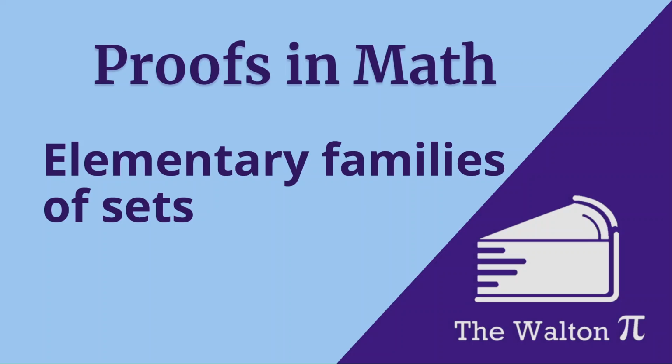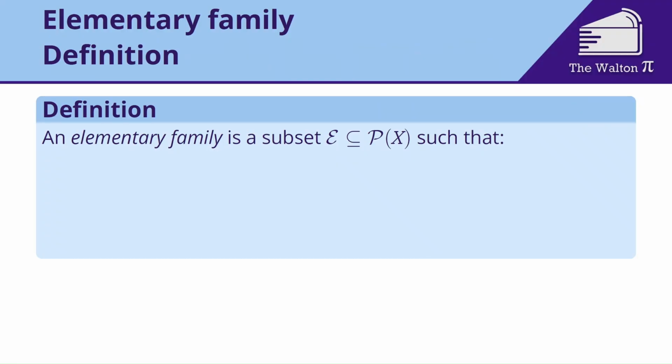Today we're going to be talking about elementary families of sets. So to start off, an elementary family is just any subset of a power set, the collection of all subsets of X, such that, first off, the empty set is in our elementary family. Two, if we have two elements, E and F, already in our elementary family, then their intersection is also going to be in that collection E.